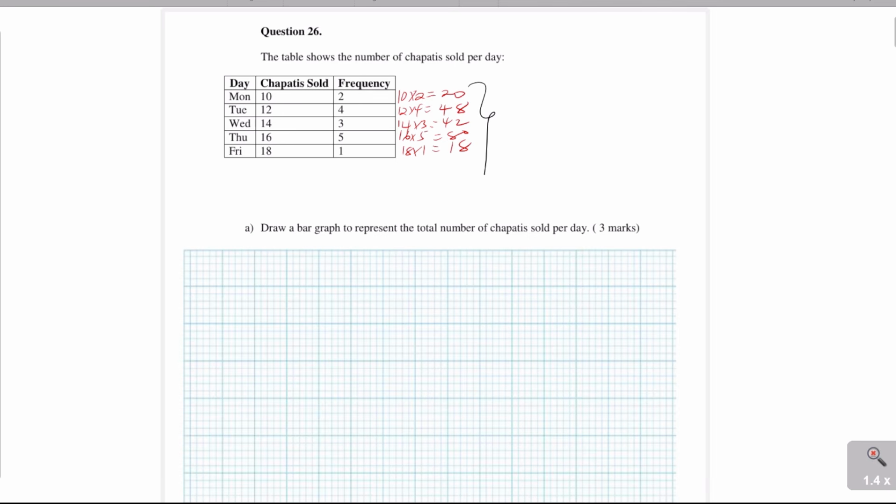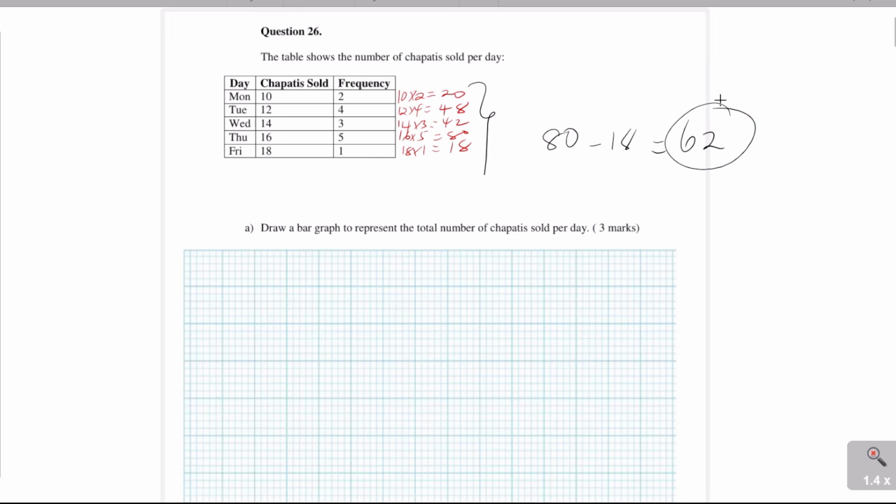Then for the y-axis, when you look at these values, the largest value is 80. 80 is the largest value. Then the smallest I can see is 18. The smallest number is 18. So 80 subtract 18. That is how I want to get the scale. 80 subtract 18. That gives 62. So you have 62 chapatis to represent on the y-axis.